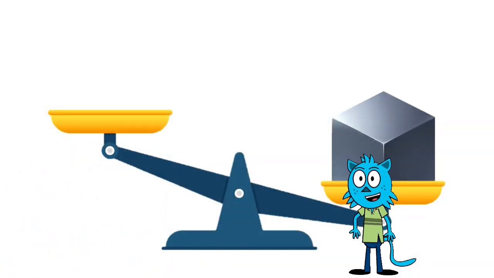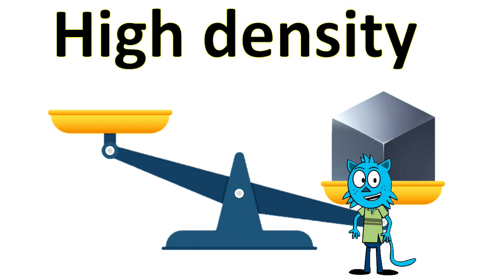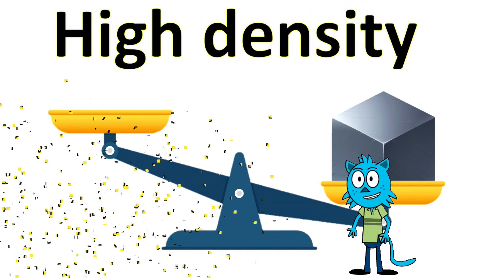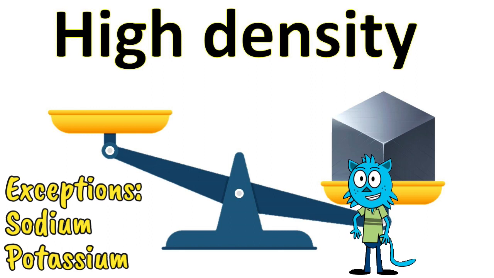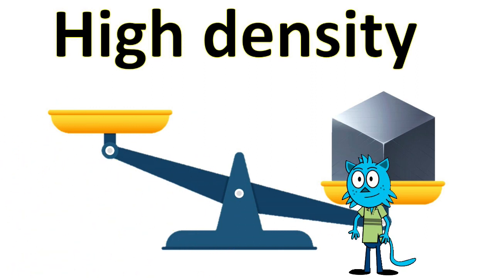Metals have high densities. They are heavy for their volume. There are exceptions. For example, sodium and potassium have low densities. In fact, they can float on water.